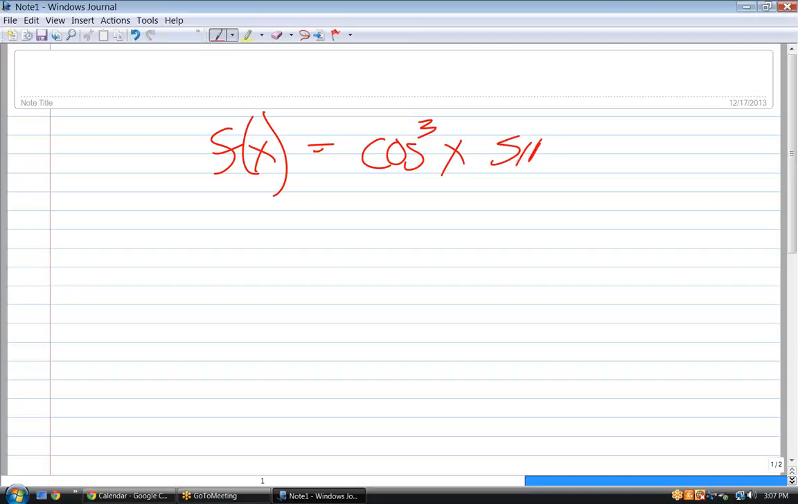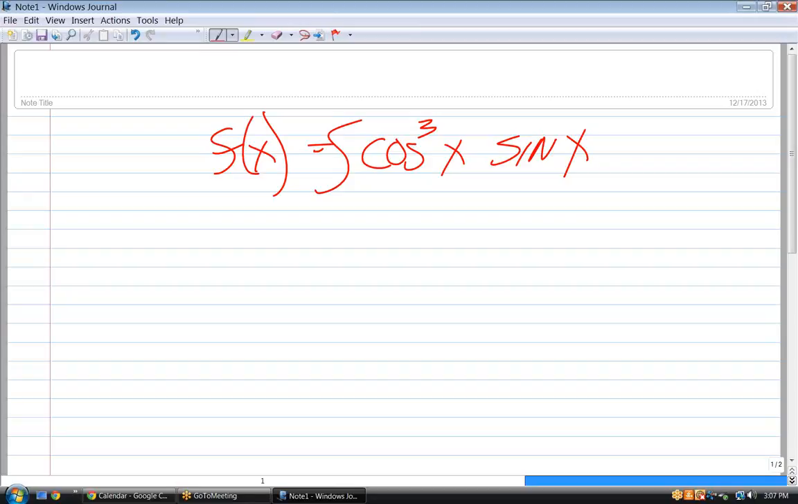Let's go ahead and do this one. Which of the following are antiderivatives of f of x equals cosine cubed x sine of x? And my options are f of x is equal to negative cosine to the fourth x. I don't need the options. Let's go through how we do this. We're going to use integration by substitution.